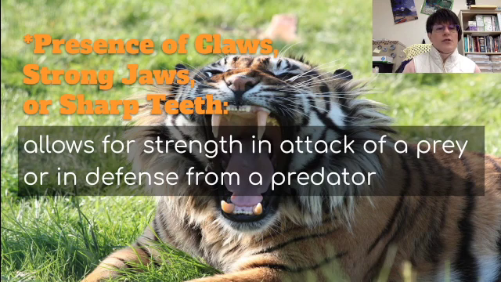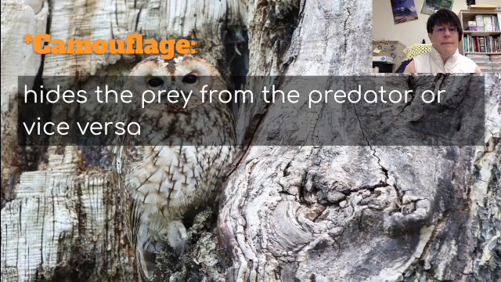Presence of claws, strong jaws, or sharp teeth allows for strength and attack of a prey or in defense from a predator. Here, this tiger, you can see its teeth, very good for when it attacks its prey. Also, camouflage hides the prey from the predator or vice versa. Here, an owl is very well camouflaged in this tree. And you have probably been startled by a snake or a toad or a frog in your lawn at some point or in a garden because they're also very well camouflaged.